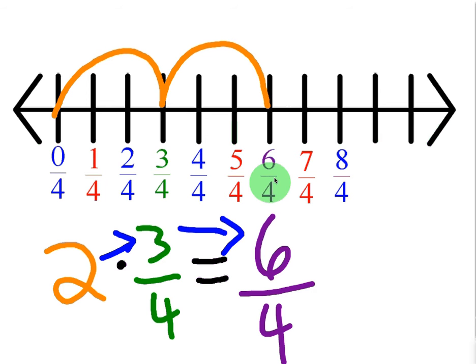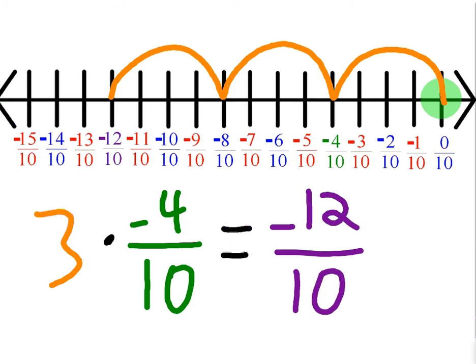And why is that? Because we had the 3/4 and we added it twice, 1, 2, to end up with the 6/4. So hopefully you can begin to see the visual reason of what's going on when you multiply a whole number by a fraction. Alright, now let's do 3 times -4/10. Now I know that's not a simplified fraction, but for the sake of the example, we're going to leave it that way. Now let's see if it works out the same.